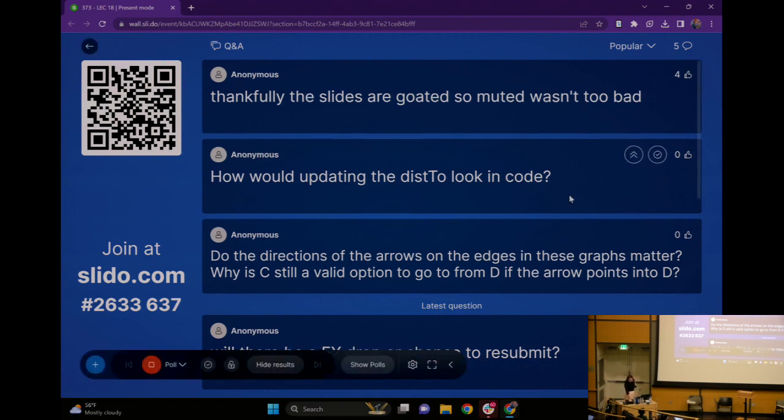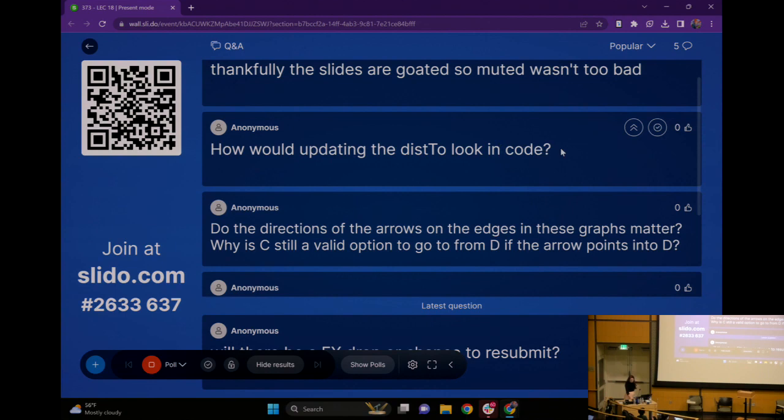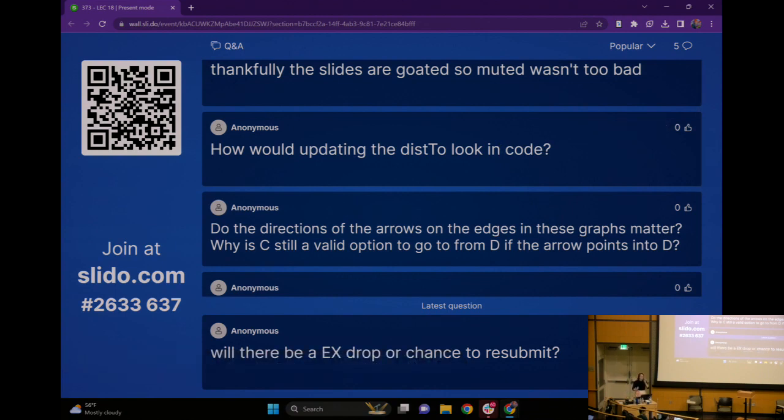Okay. How would updating the dist2 look in code? That's a really good question. Taking it back to Dijkstra's implementation, dist2 is probably a map where the key is the vertex and the value is the distance. Remember with dist2, you're going to loop over and fill it up with all those infinities to start with. So by the time you're looping through all of your vertices, dist2 should have an entry for every one of your vertices already.